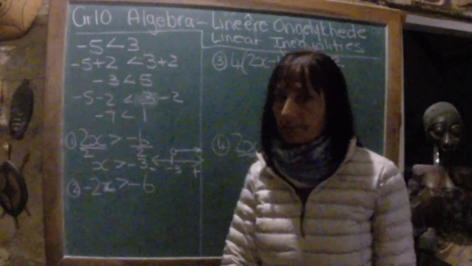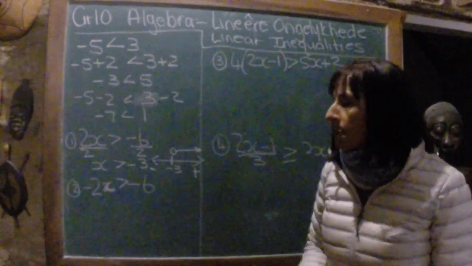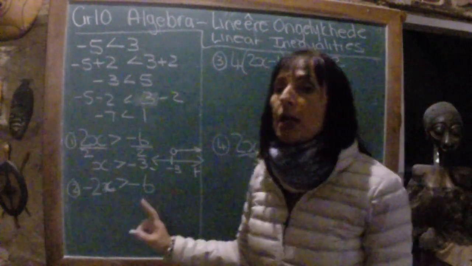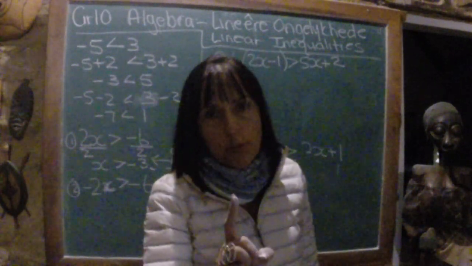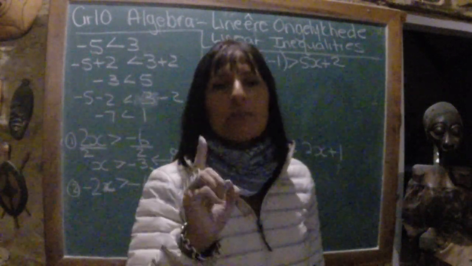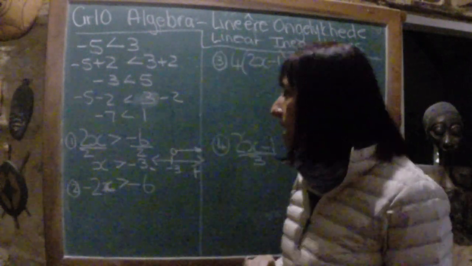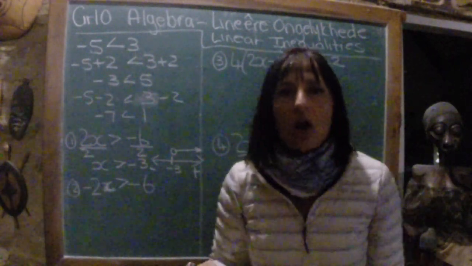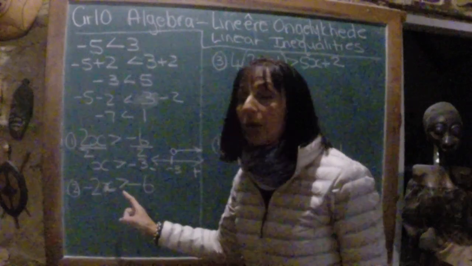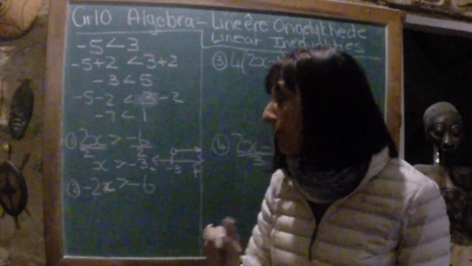Kom ons doen hierdie een. Wees nou baie versigtig. Graad 10s, as ek gaan deel met 'n negatief, het juffrou gesê, pas op, jou ongelykheid moet dadelik omdraai. So I can't divide with minus 2 on both sides and leave the inequality like that. I must rewrite it. Kyk wat doen juffrou.